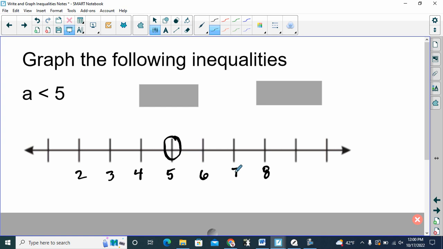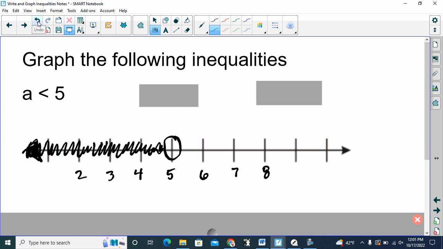And then there's a few different ways that we can figure out which way to shade. The first is to read your inequality. We are always trying to shade in the variable. So this is saying a is less than 5. In this case, the 5 is bigger than what I'm trying to shade in. If 5 is bigger than what I'm trying to shade in, I need to shade in all this over here. That is one way we can figure out which direction we should shade in. Make sure you put a big arrow at that end as well to show that that shading continues on forever.